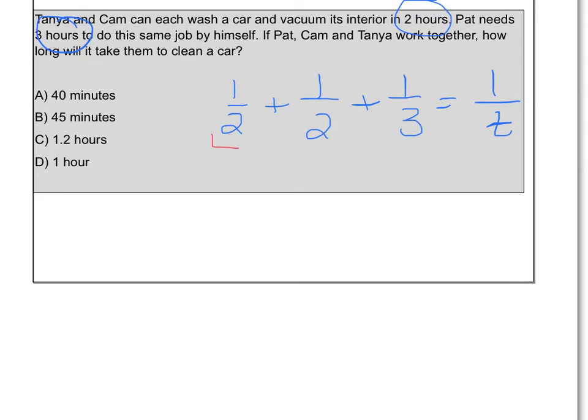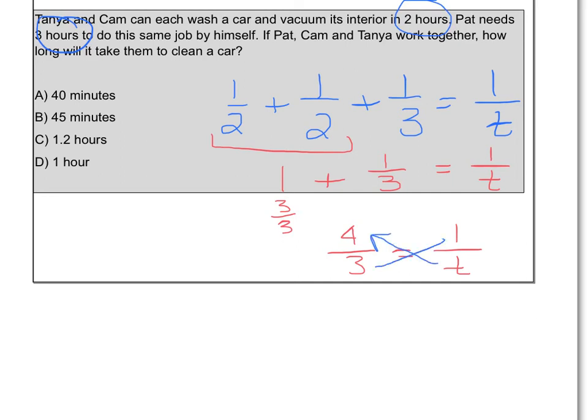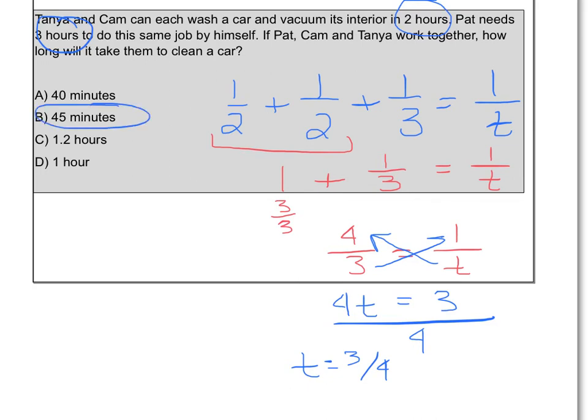All right, so on the left-hand side, 1/2 plus 1/2 is just 1. So we really have 1 plus 1/3 equals 1 over t. Well, 1 is just really 3 over 3. So 3 over 3 plus 1 over 3 is 4/3. Now, once again, I still need to solve for t. My answer is not just 4/3. So I'm going to multiply by 4, multiply by t and multiply by 3. So 4t equals 3. So we have t is equal to 3/4, okay? So 3/4 of an hour, which is going to be 45 minutes.